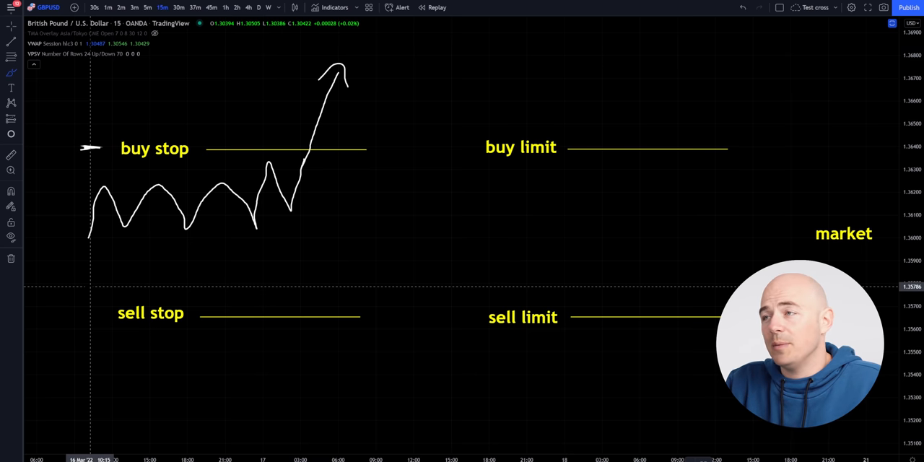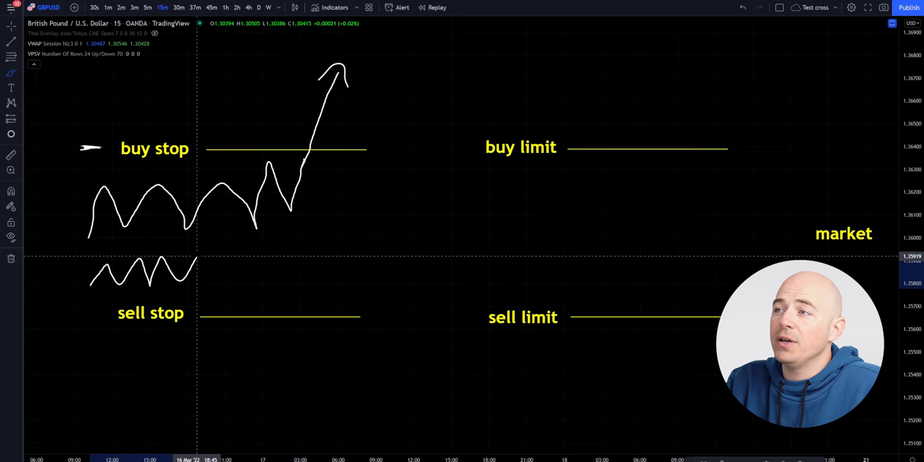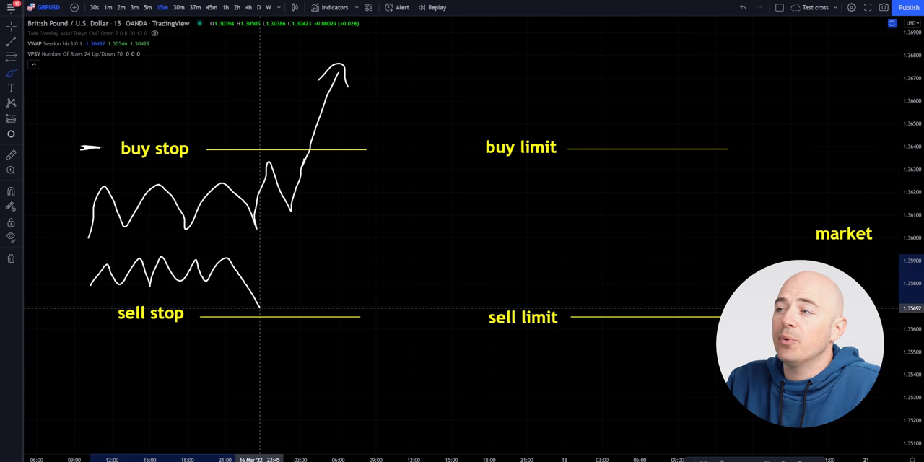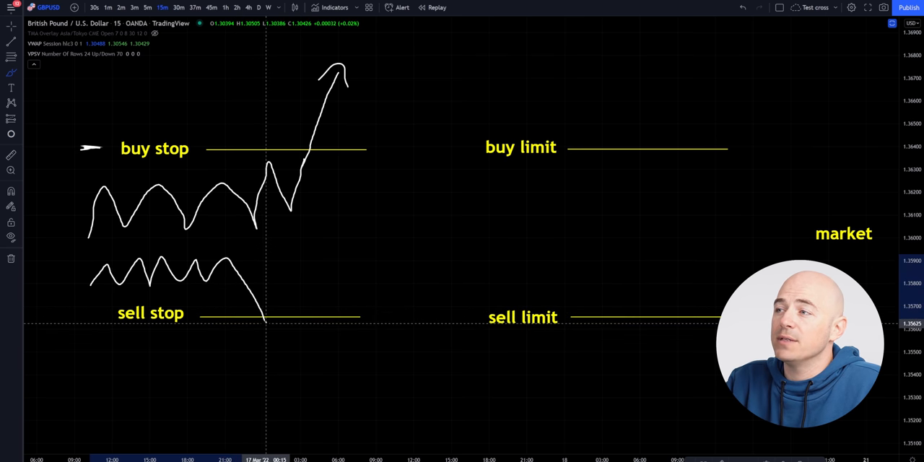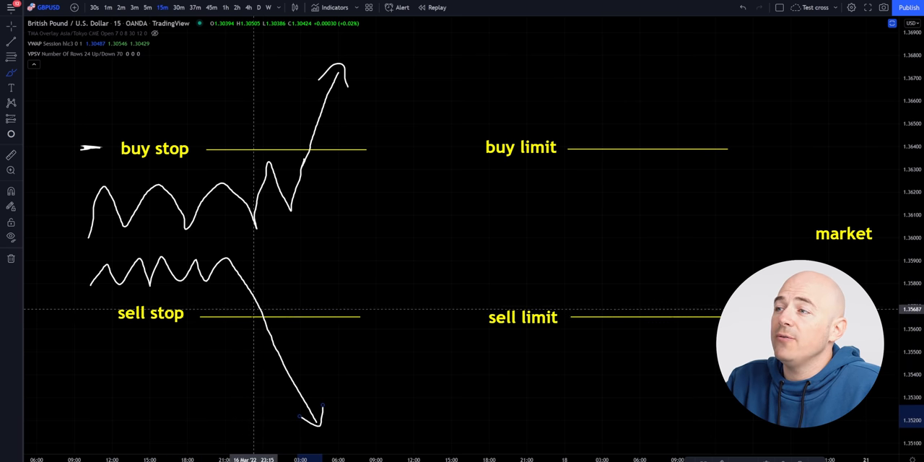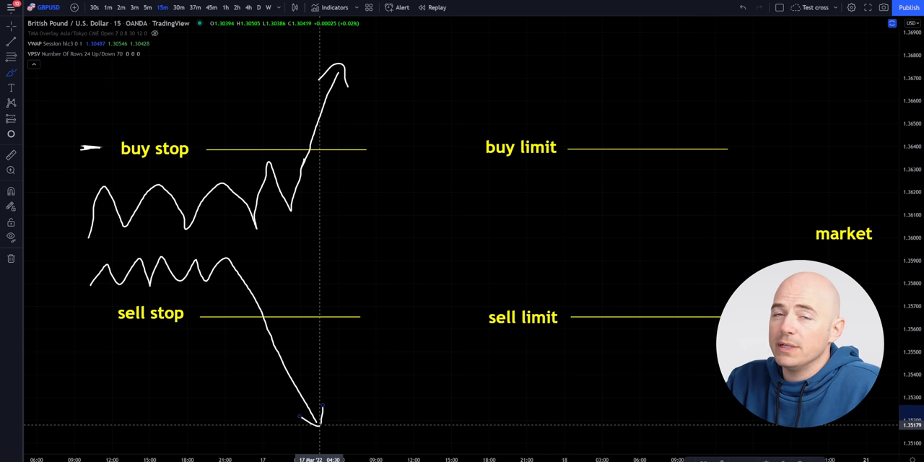Now a sell stop is the complete opposite. Price is above where you want to get in. And as the price starts cascading down, breaking a known level of support, you expect it to continue down. And so you're setting a future order to get into a short position, targeting your lower take profit level.